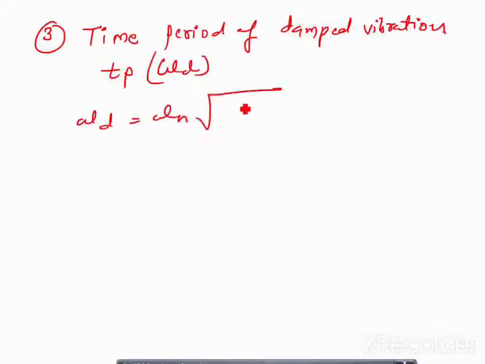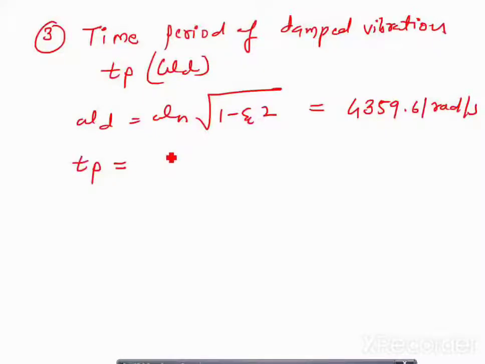Omega d is equal to omega n into square root of 1 minus zeta square, right? Now from this, you know what is the value of omega n, you know what is the value of zeta. Put all the values. So you are getting omega d, it will be less than omega n. Omega n is 4368, so this will be less than it. I am getting 4359.161 radian per second.